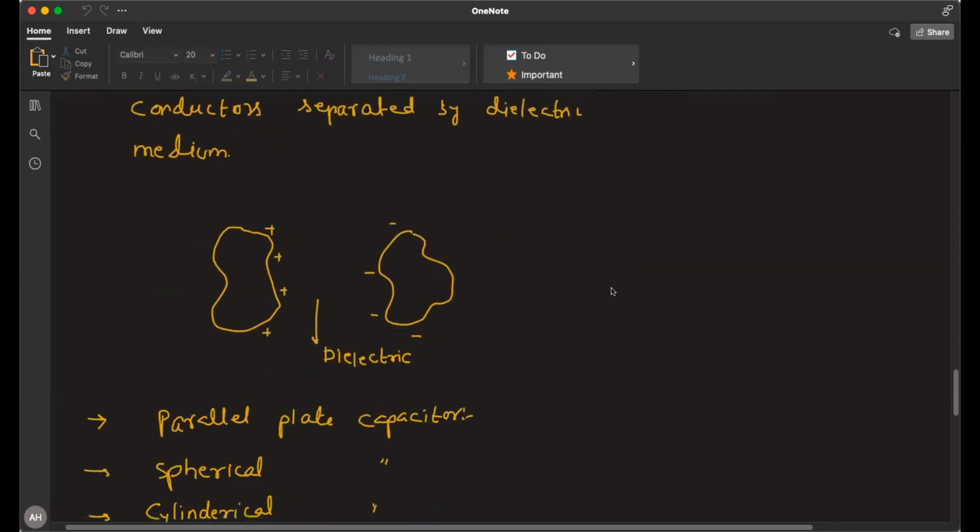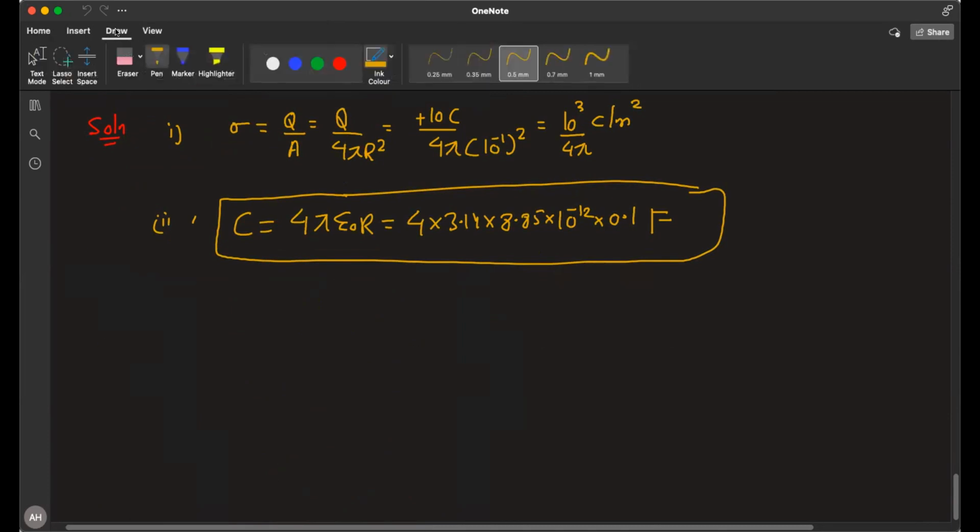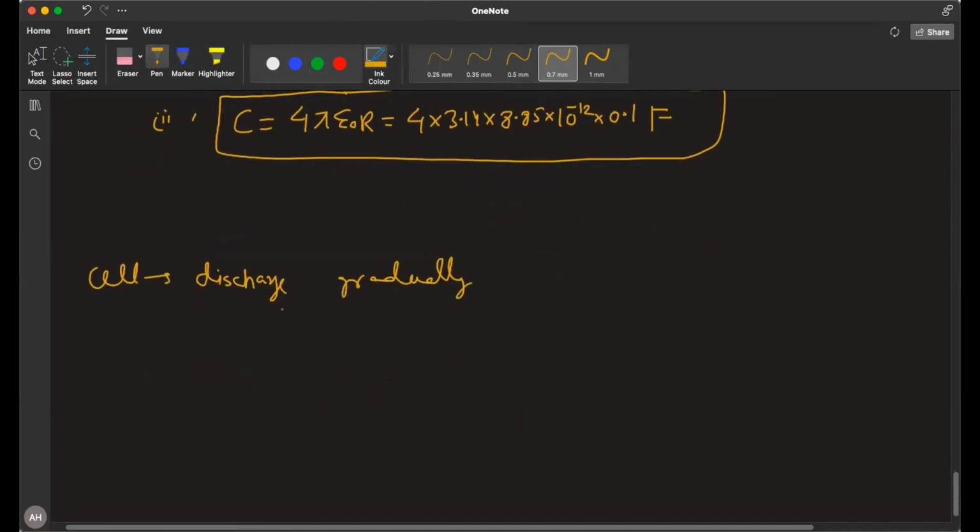Okay, see. As far as charging is concerned, cells and capacitors are the same. Both store charge. But the difference is in discharging. If you take a cell, then the cell discharges gradually.